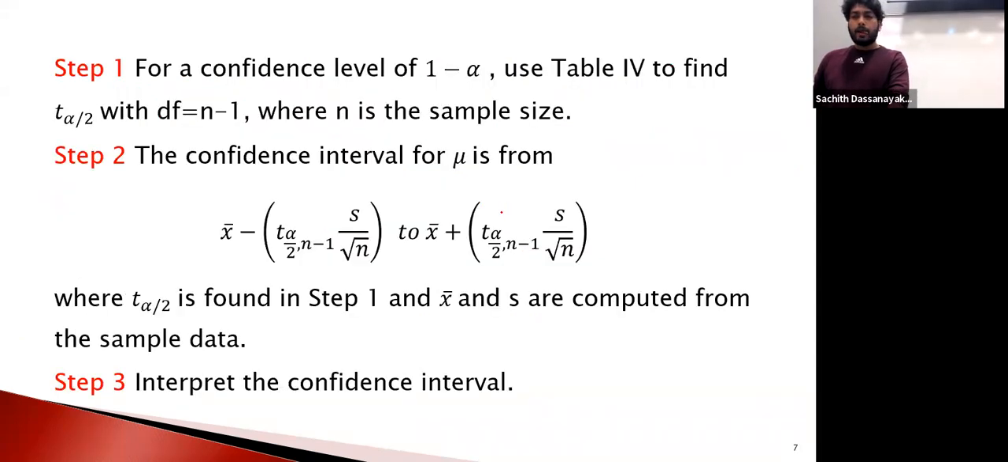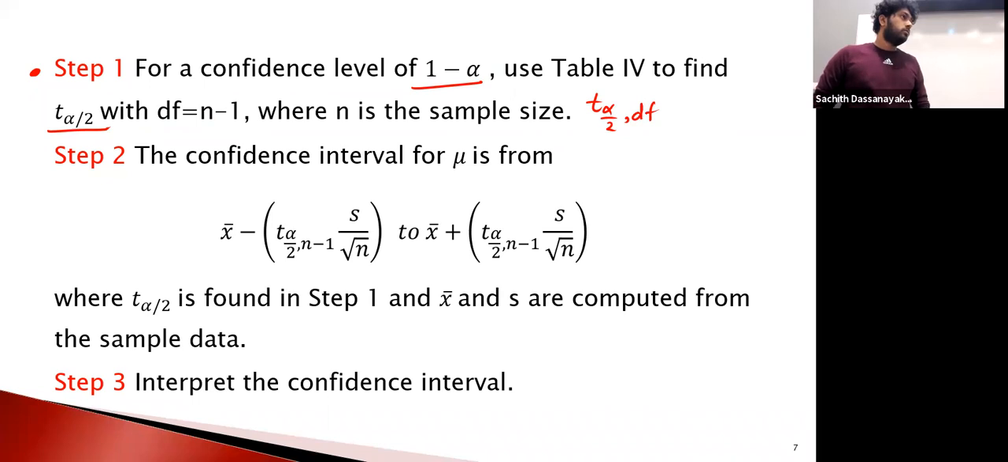Let's see whether we have an example. These are the steps, and the steps are also pretty similar. See, first find 1 minus alpha, and then find alpha over 2, then t alpha over 2 with degrees of freedom n minus 1, which means simply you have to find this. This is again a value, but it is not 1.96, a different value. Then your confidence interval is this one.